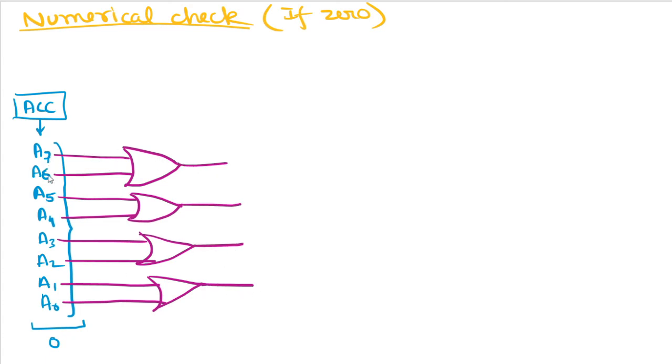So if all of them are 0, like A7 and A6 should be 0, the result here should be 0. Similarly, the result here should be 0, here should be 0, and here should be 0. Even if just one of these bits is 1, all these four cannot be 0, right? One of them will be 1, or more than one will be 1. So these 4 are now 0.